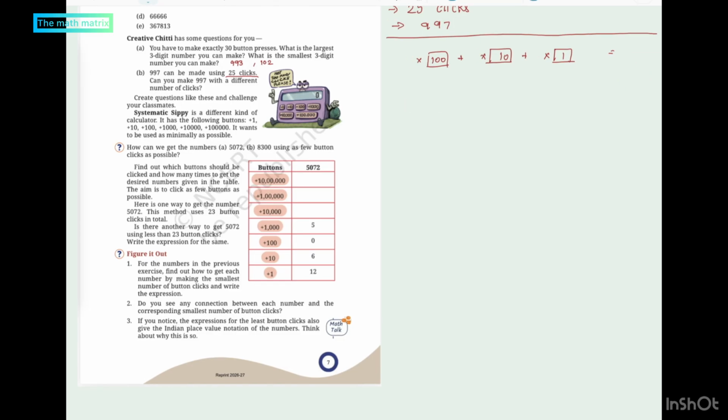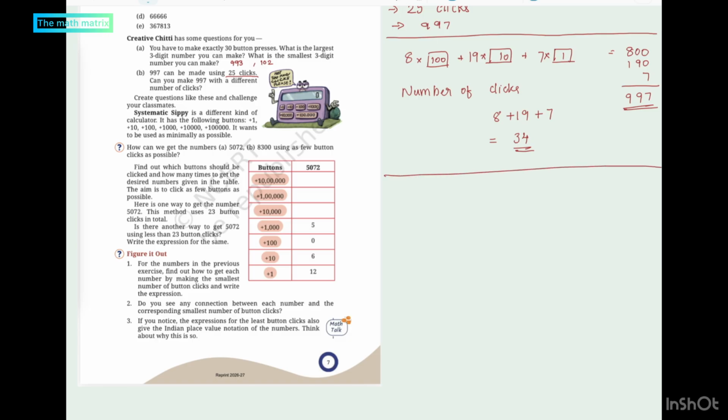Next we can use 8 hundreds and 19 tens, 7 ones, then it will make 997. So we have found another number of clicks, 8, 19, 7. The total is 34 clicks.